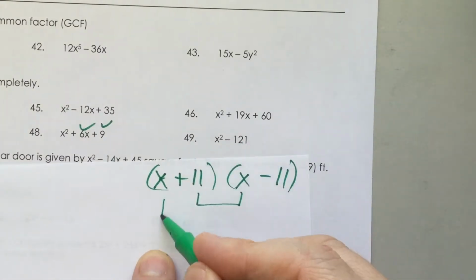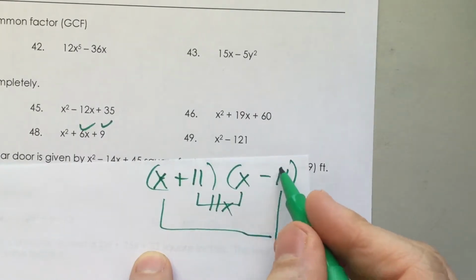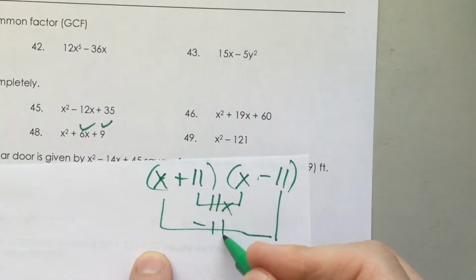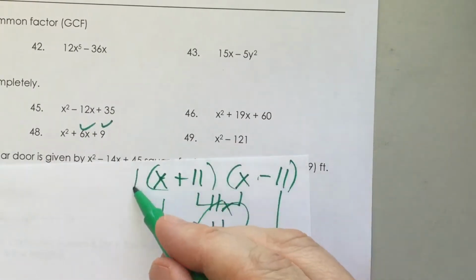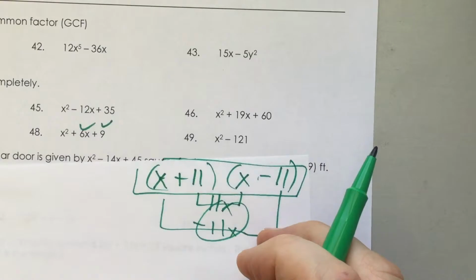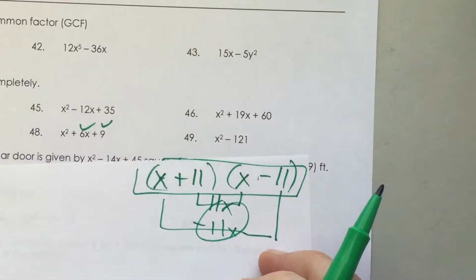One of those 11s has to be positive and one negative to get the negative 121. The other result is, when I do my brackets, I get a positive 11x, and here I get a negative 11x. They cancel out to 0. That's why the middle term disappears. So this is the answer. And again, if I graph this and I graph this, I'm going to have the same parabola.